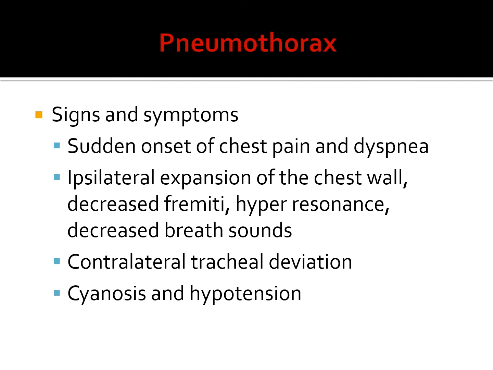Now, the signs and symptoms: there is sudden onset of chest pain and dyspnea, ipsilateral expansion of the chest wall, decreased tactile fremitus, hyperresonance because of the accumulation of excessive air, and decreased breath sounds. There may be contralateral tracheal shift or even mediastinal shift in cases of tension pneumothorax. In severe cases, sometimes there may be cyanosis and hypotension.